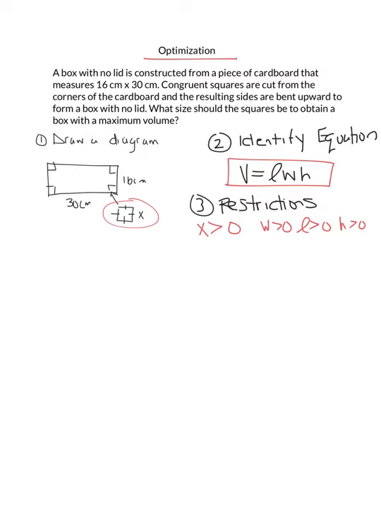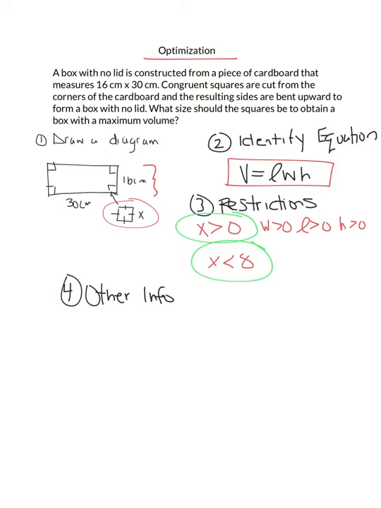And when I think about what's happening here, if I have a width of 16 centimeters and I'm attempting to cut two squares out of these corners, I know that there's no way I can cut out a square that has an x value bigger than 8. Even if the x value was exactly 8, I would not have any kind of width left. So what this means is that x must be less than 8. So I now know that I have an x that is bigger than 0 and less than 8.